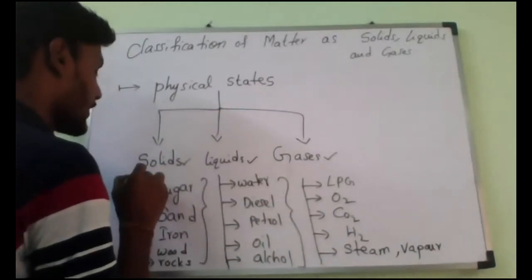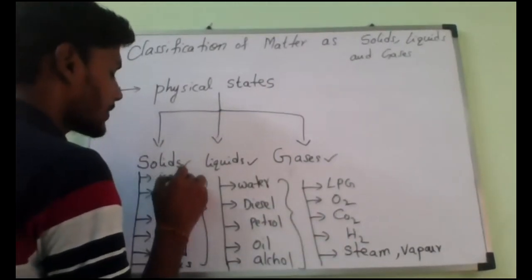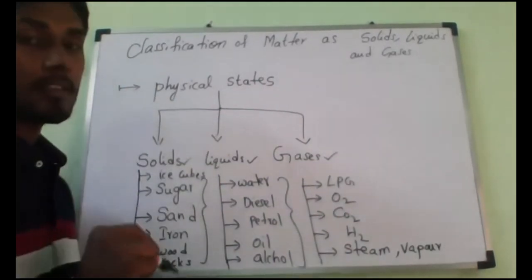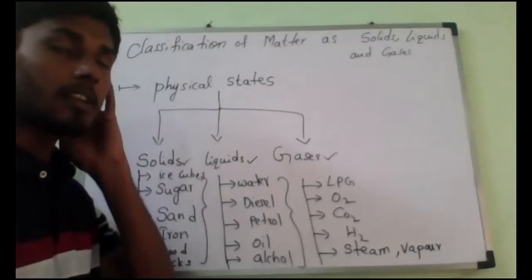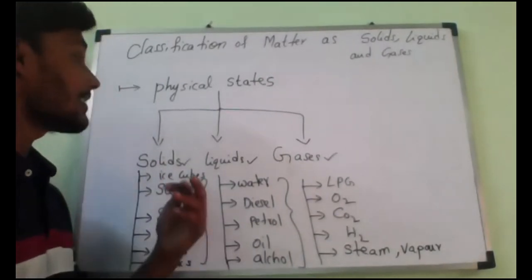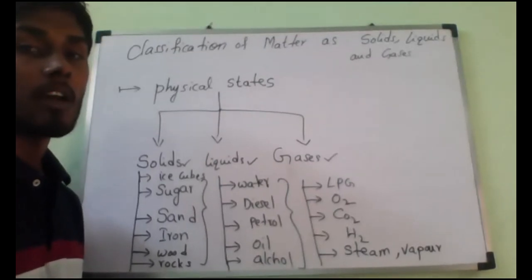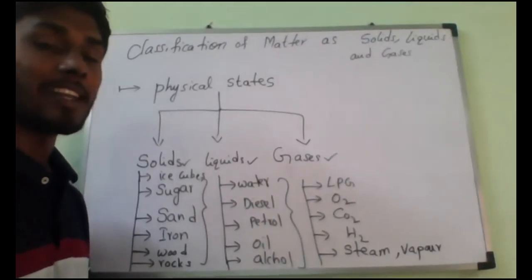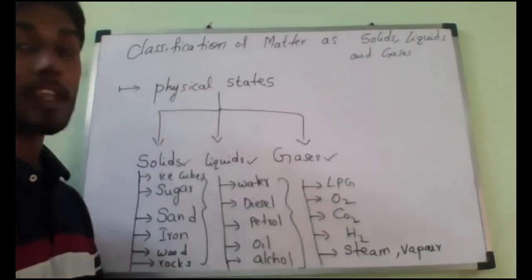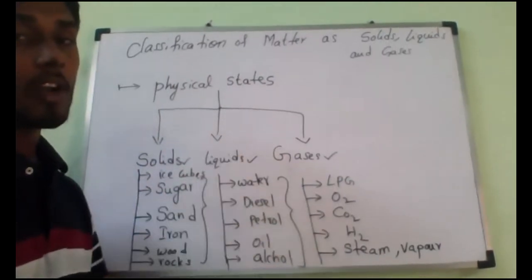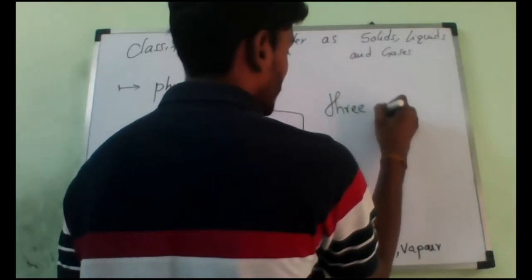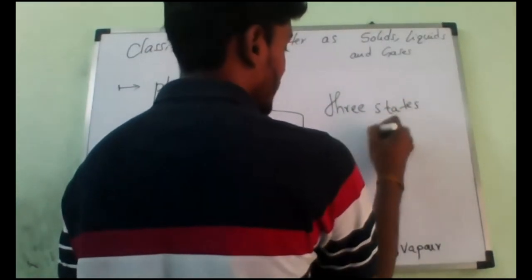We can write so many examples. Suppose you take your fridge containing ice cubes. Do you have ice cubes in your fridge? Ice cubes are also solid, but they are weak solids. So this is called classification of matter based on physical state. Based on physical state there are three types: solids, liquids, and gases. That is why these are called the three states of matter.